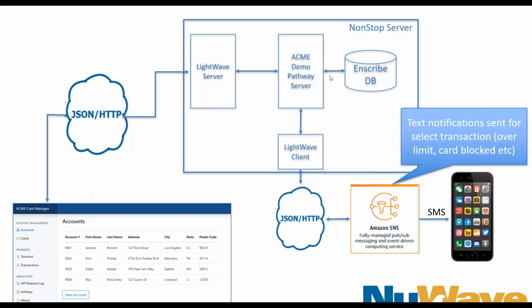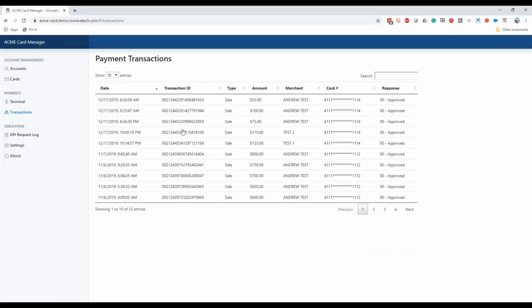So we're using SNS as part of our simulated payment transaction flow to send text notifications for specific types of transactions. If a transaction is performed where the amount is over a certain floor limit or the card is blocked, then as part of that transaction, we will get a text notification sent out. So that shows the overall flow of what's happening with the Acme payment demo.